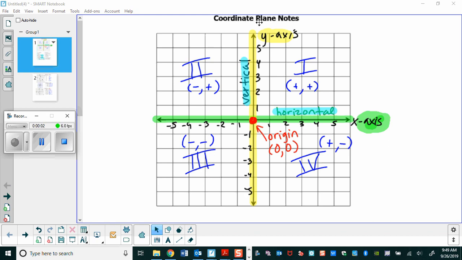All right, hey y'all, so here's just a quick little review video on the basics of the coordinate planes from elementary school. Feel free to take notes along the way with me, and if you want any highlighters, they have them up front, or you can just use your own.